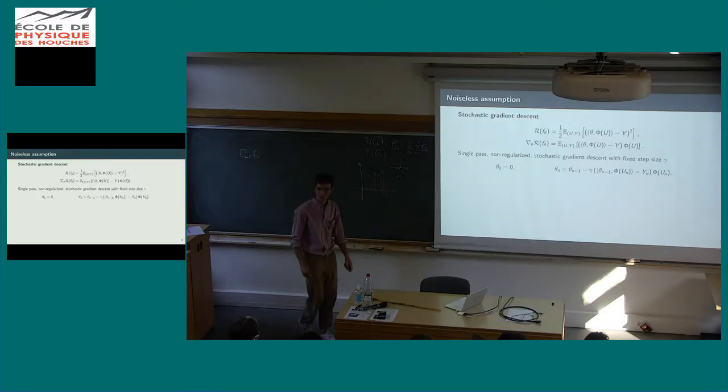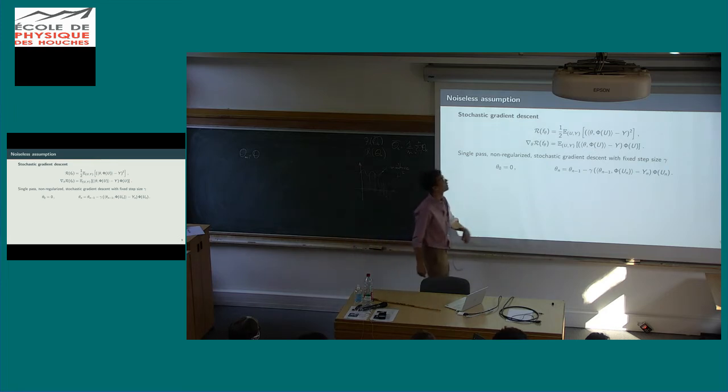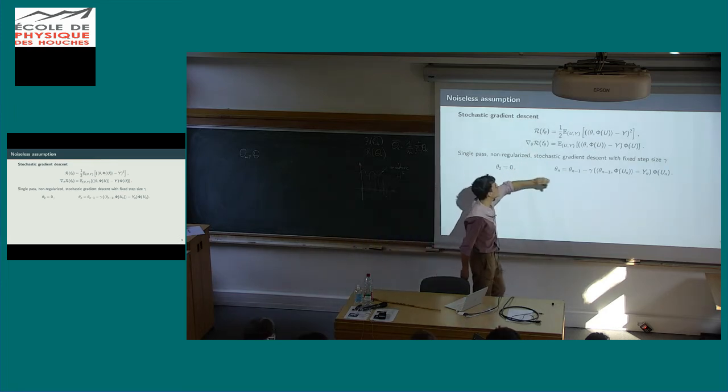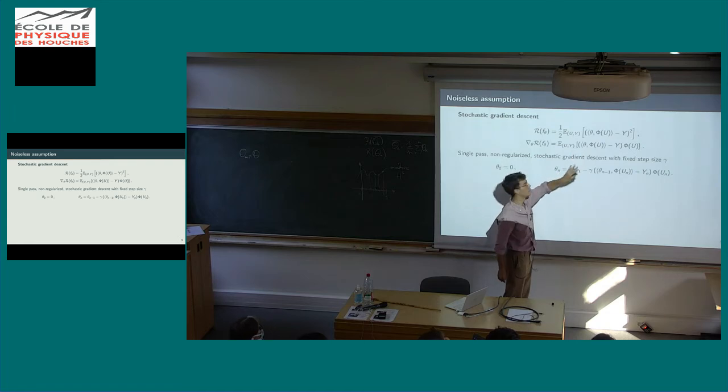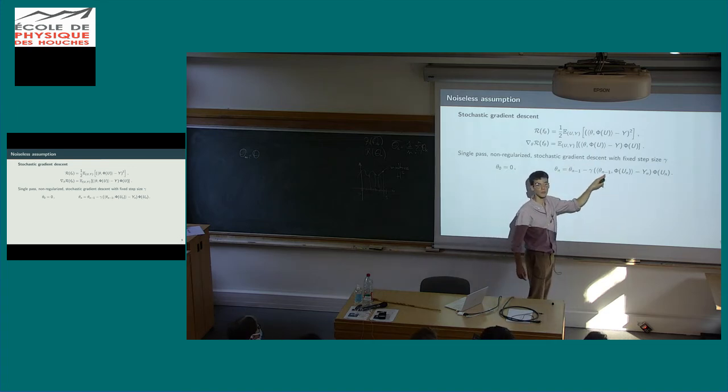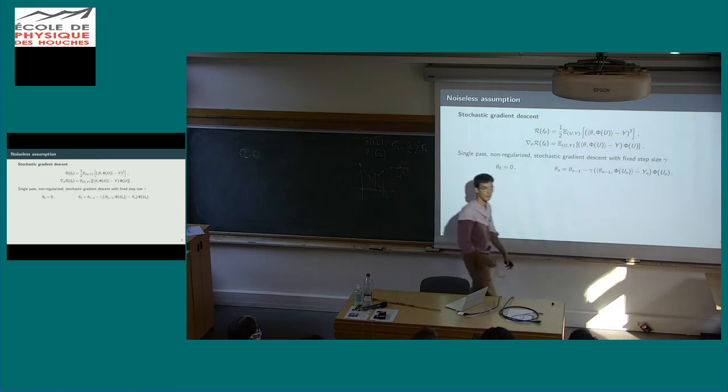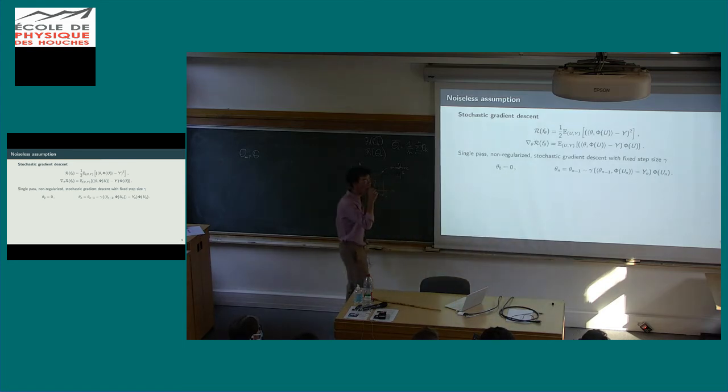Here's the equation for stochastic gradient descent, now derived for real. So you have your risk, and then you compute the gradient, and you say, oh, this is an expectation. Every time I have a sample, it means that I have an estimator of the expectation. And I use this estimator to have an approximate gradient, and I go down the approximate gradient.